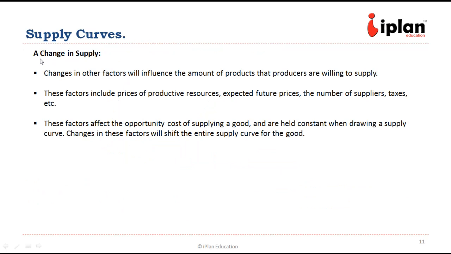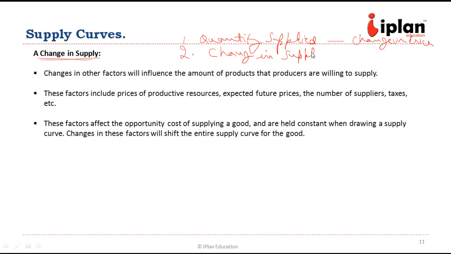Here we are talking about a change in supply. Again, same as demand, there are two factors. One is quantity supplied. This changes due to a change in price. And the second is a change in supply itself. So changes due to some other factors than the price will affect the supply.